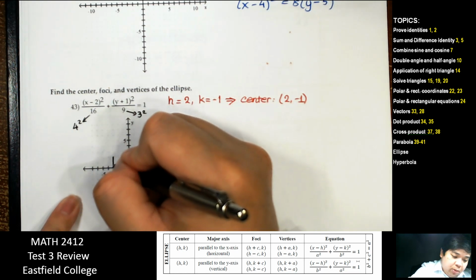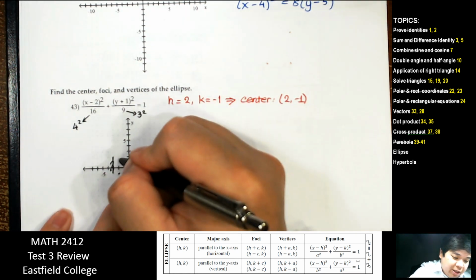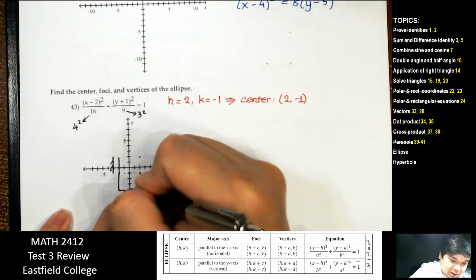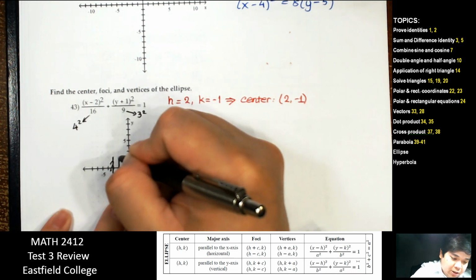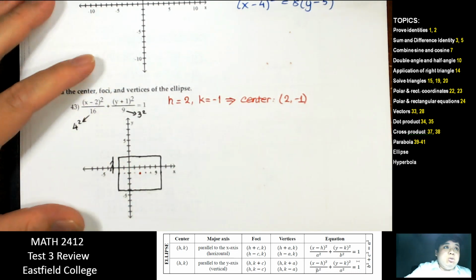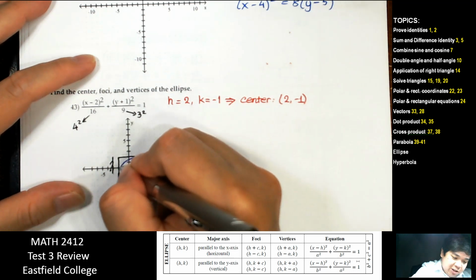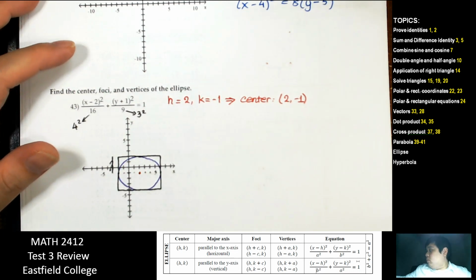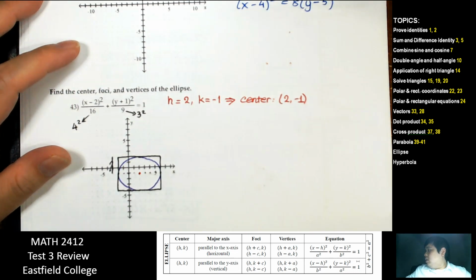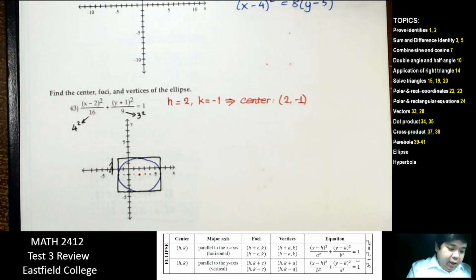So we draw a box, like that. And the ellipse will fit inside that box. Right, so we have the ellipse. That's easy. Now we need to find the focus, I mean the foci, 2 of them.